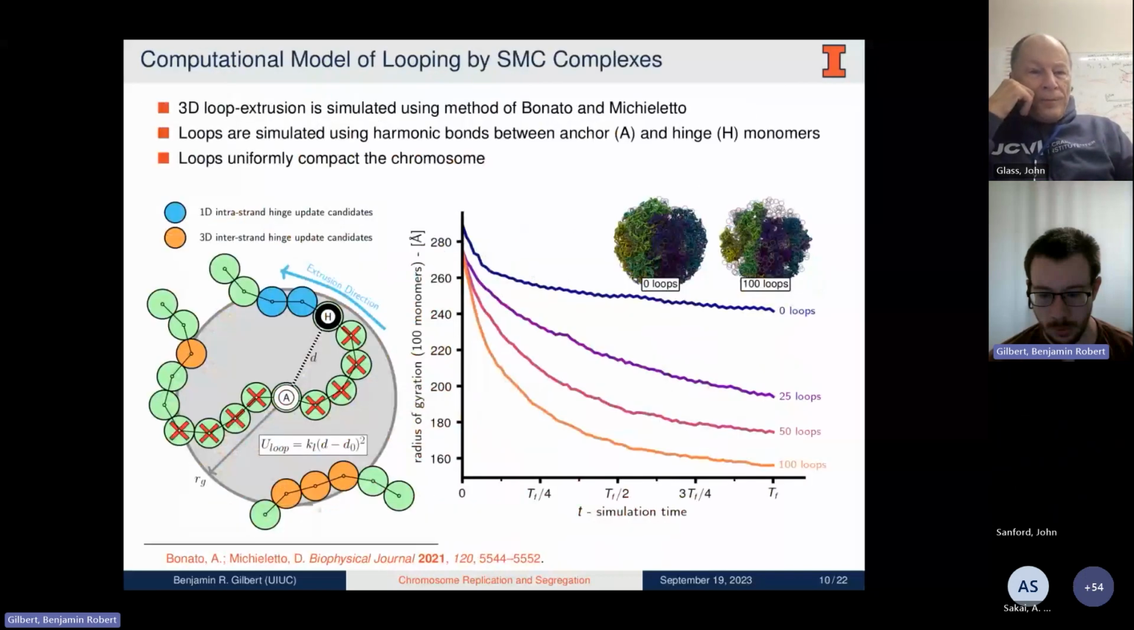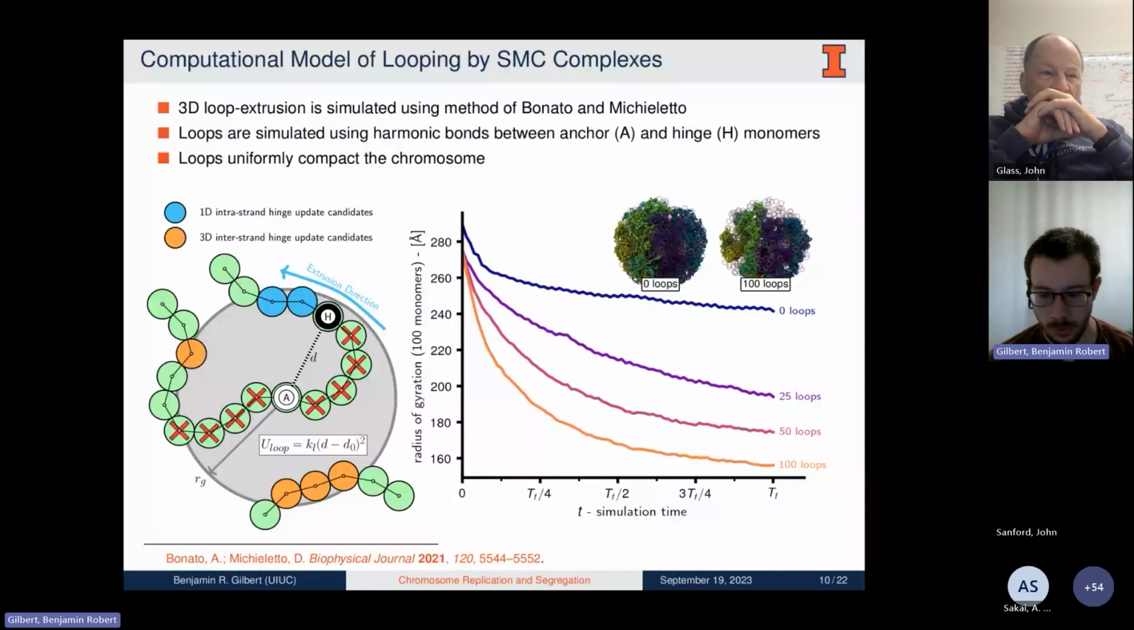So to investigate this further, we created a computational model of the looping by SMC complexes, where we have these two domains, this anchor domain and this hinge domain, that grab onto the DNA, and then essentially the hinge domain moves forward and extrudes loops of increasing size. And so based on that, we can show that the chromosome is uniformly compacted to a greater extent with an increasing number of loops, as we can see by the graph on the right.